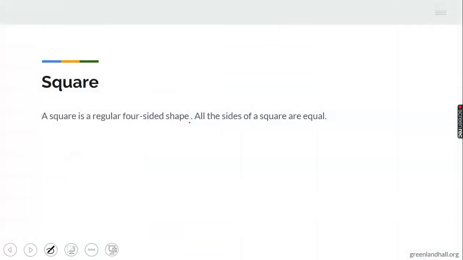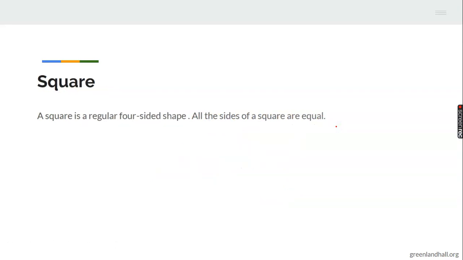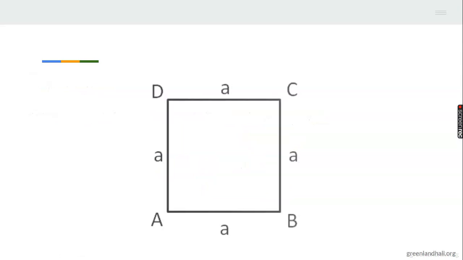Now, today we continue from where we stopped about perimeter. We'll be talking about the perimeter of a square. Now, a square is a regular four-sided shape or figure. When we say regular, it means all the sides are equal. They have equal sides.